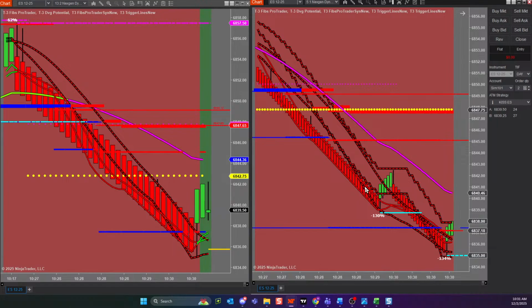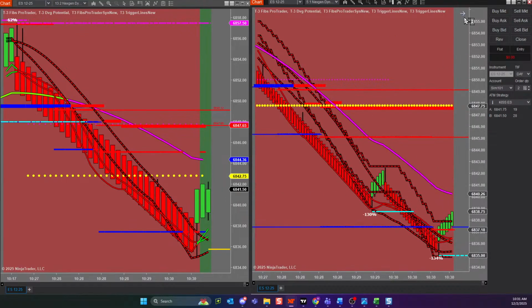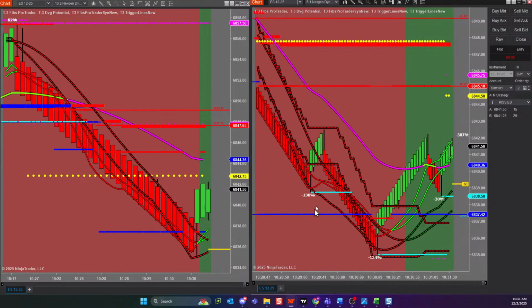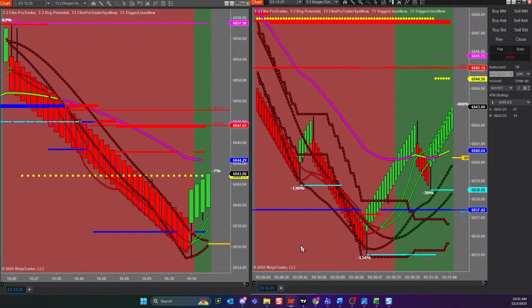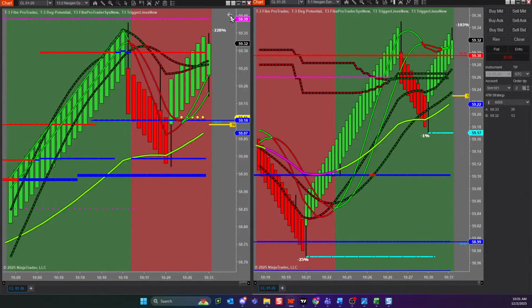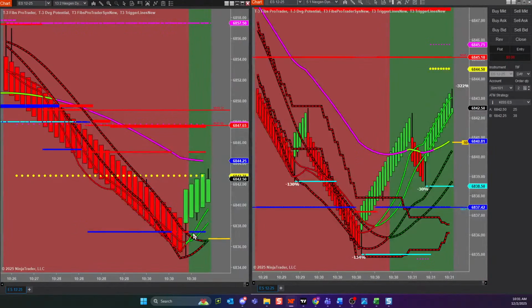Let's see. Let's see if I'm right. I feel good about my chances. 3 divergences in the same price range could terminate a trend. Still nothing to do there. We'll watch the S&P.